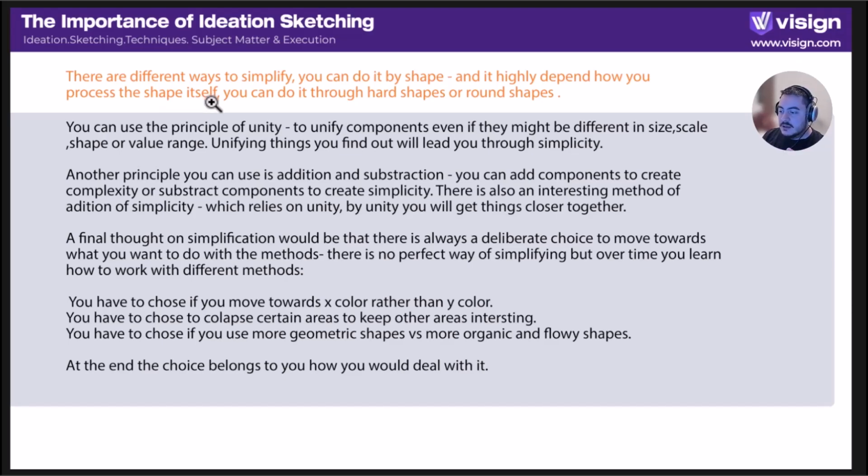It usually depends on how your brain is wired and how you actually process those issues. You can do it through hard shapes or round shapes even. So you can use your geometrization of shape part, by using geometry simply, or you can even round corners where able. You can simplify, you can use addition or subtraction in the process, but that's something you can do. You can use the principle of unity to unify components even if they might be different in size, scale, shape, or value range. Unifying things you find out will lead you through simplicity.